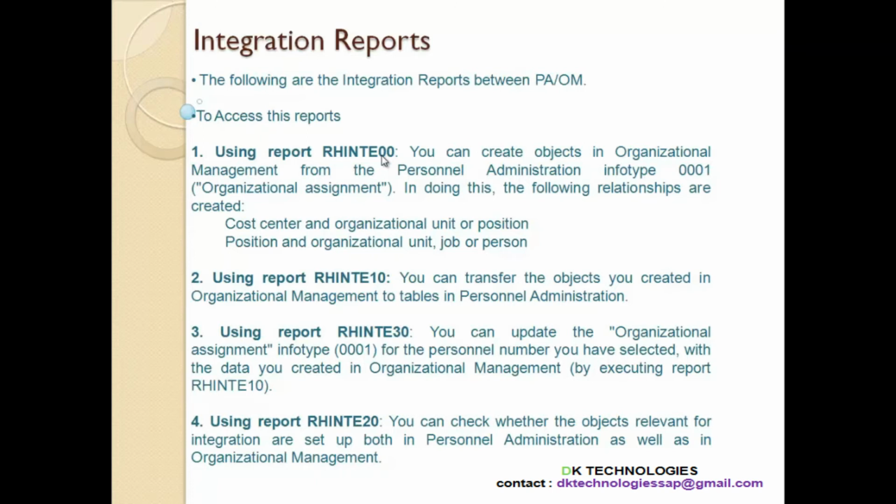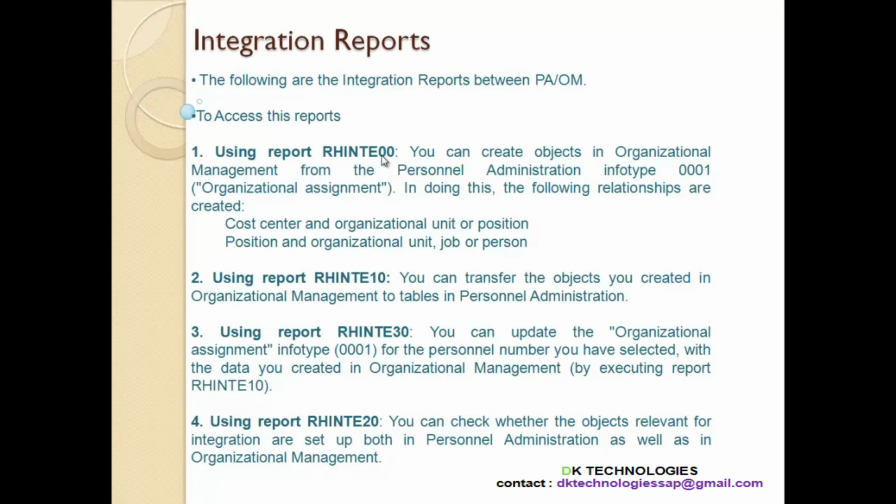Now when the company is trying to implement OM, at that point of time they don't have to waste time and again start creating org unit, position, job in OM, because info type 1 for all of their employees is already updated with org unit, job, position. What they can do is transfer this object from PA to OM. In that case you have to use this report RHINTE00. This report creates the object in OM from PA info type 0001. So it creates objects and relationships in OM.